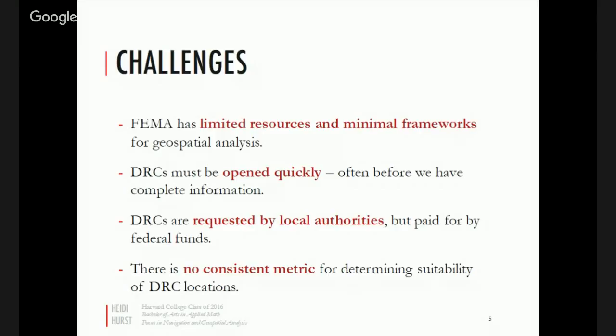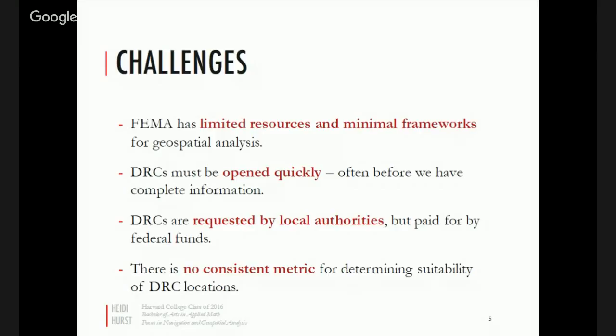And finally, there's no consistent metric for determining how suitable locations are. So at the time that I was working there, there wasn't a rubric that said, here's what we're really looking for. Instead, I conducted interviews, asked people who had been DRC managers or program managers what they looked for in a site, and tried to cobble together something that I felt was effective.